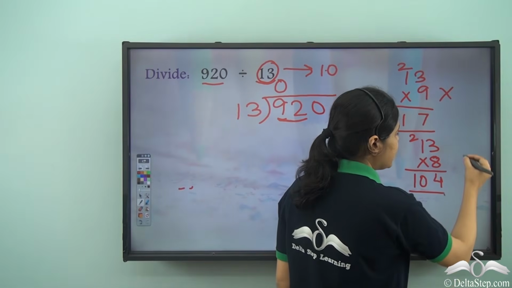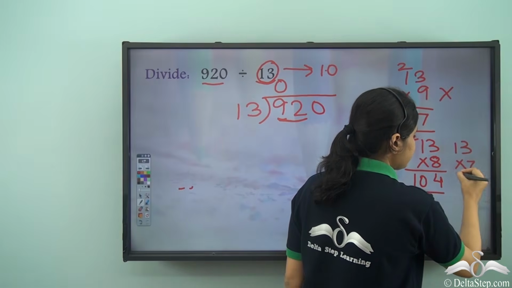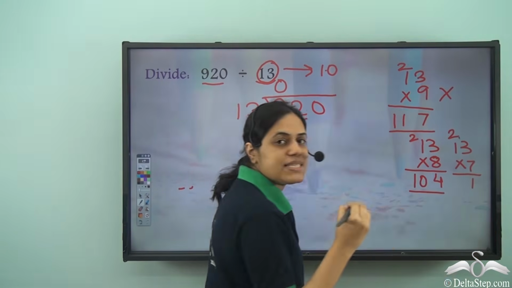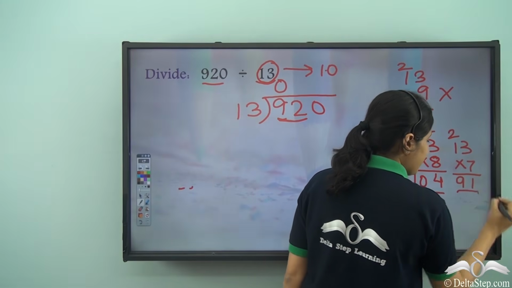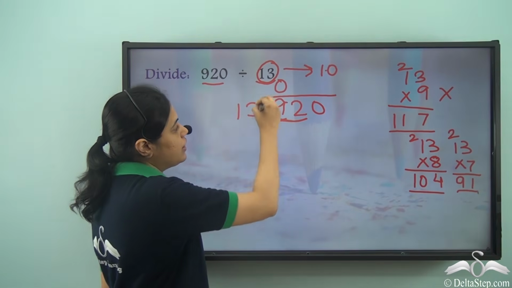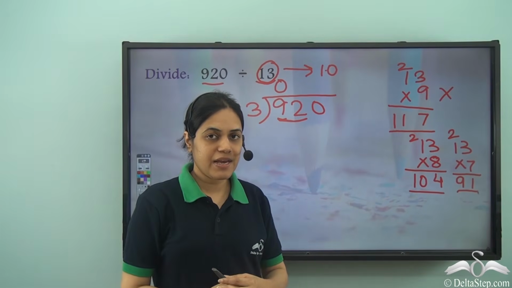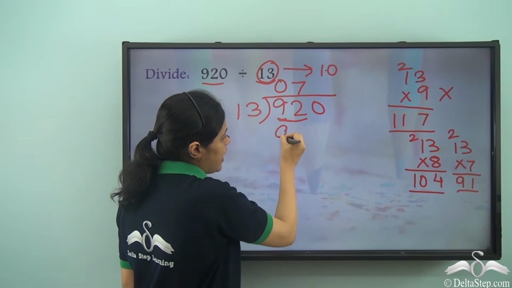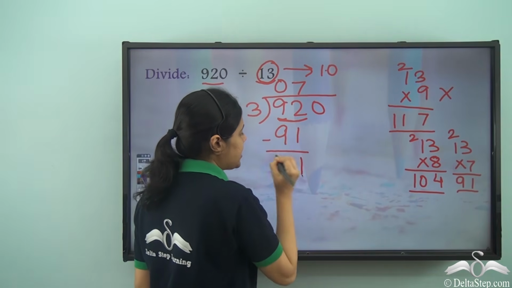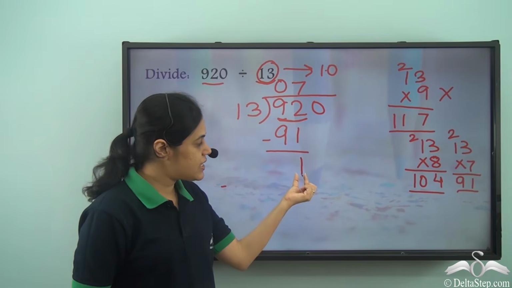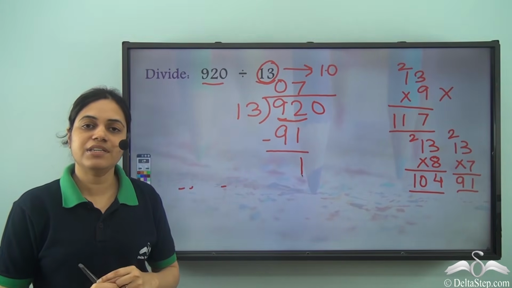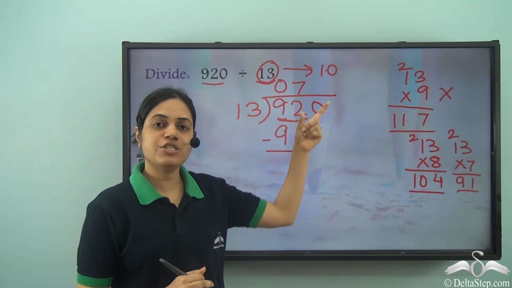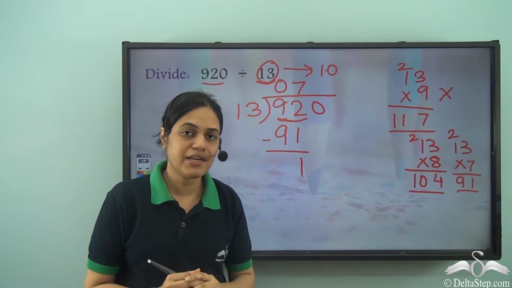So I will try 13 into 7. Now 7 into 3 is 21. 1, 2 carry. And 7 into 1 is 7. 7 plus 2 is 9. So I have 91. So 13 goes into 92 7 times because 91 is less than 92. So I have 7 here and I write 91 and subtract to get 1. Now because I get 1 which is less than 13, that means this is correct. That is, 13 goes into 92 a maximum of 7 times is correct.